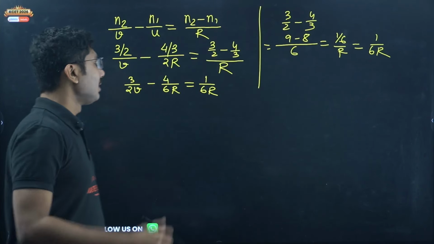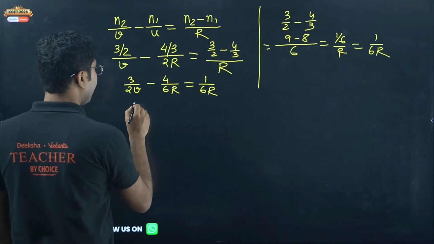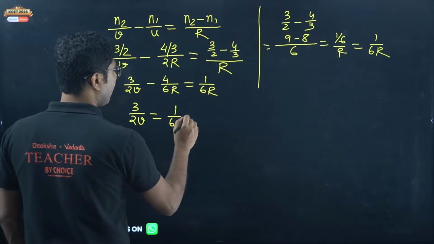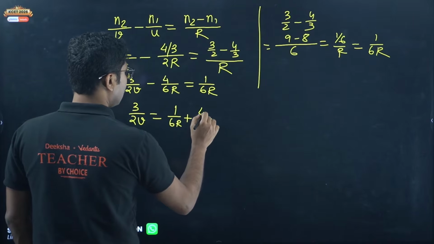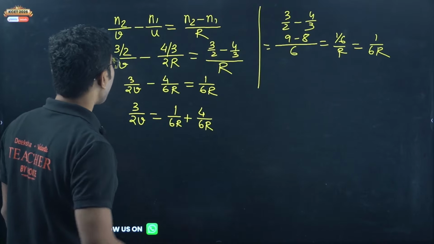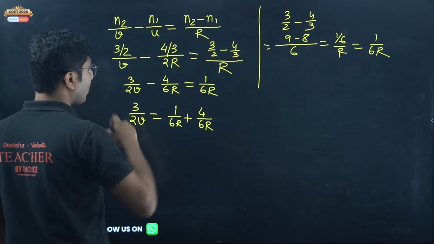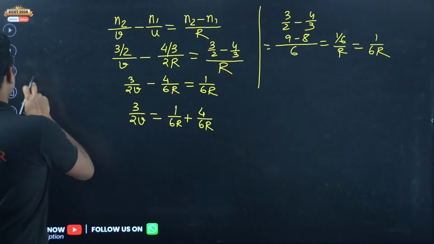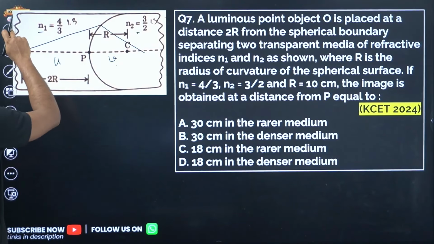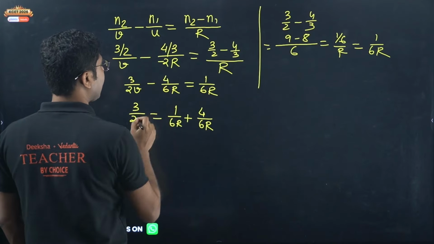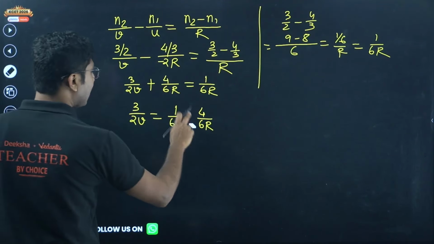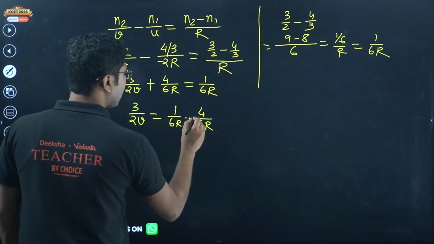Right? Clear? So now what we will be doing? 3 by 2V equals 1 by 6R plus 4 by 6R. One more thing that I forgot is that U is negative. U is always on the left hand side, that means U will be negative, so you have to put a negative sign over here, so it will be positive. Sign convention will apply in this particular case as well. Don't ignore the sign convention.